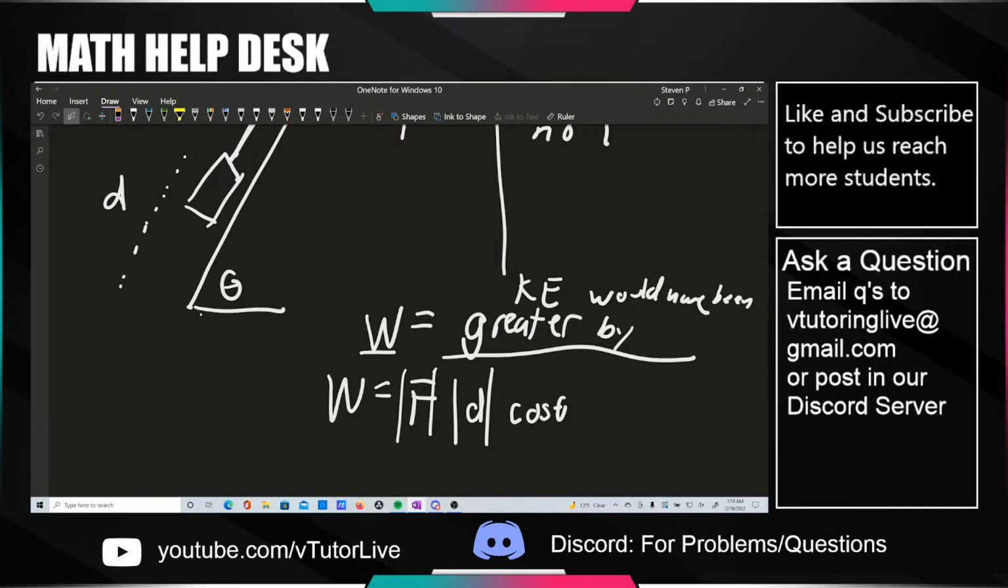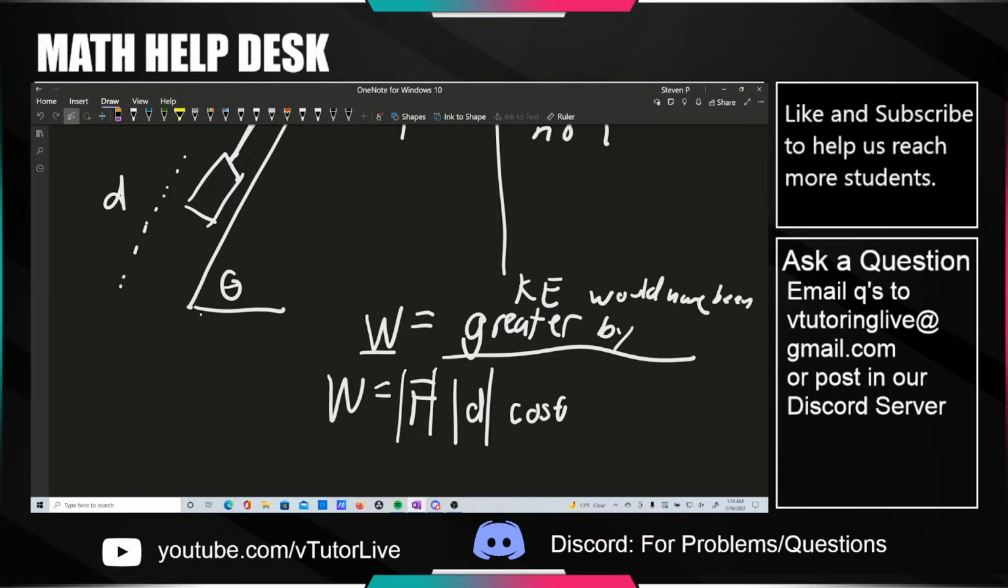Right, this thing is basically doing negative work, which is to say that it made the kinetic energy smaller than it otherwise would have been. But your final answer would need to be positive, because it's asking how much the kinetic energy would have been greater by.